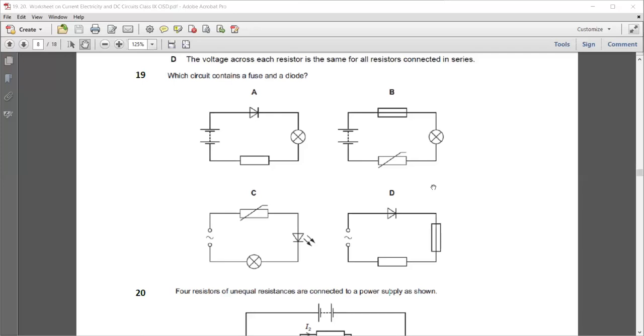Okay, good. Now there is another symbol. Can you recognize this one? This is also a diode, a diode with arrows. It is a light emitting diode. Yes, but this diode emits light. When electricity flows through this diode, it emits light.